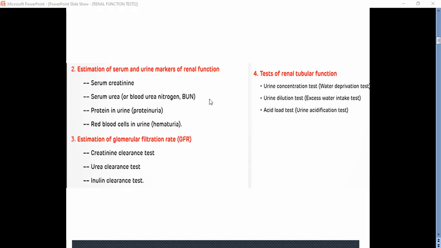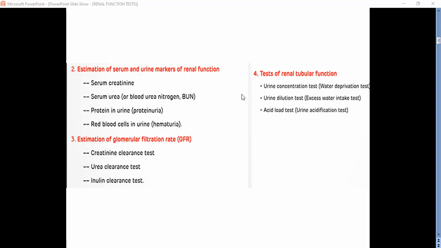And the fourth function is the test of renal tubular function. Before that, we analyzed the GFR rate at which creatinine and urea are eliminated. In the same way, after filtration, how much is the capacity of the PCT and DCT, the proximal convoluted tubule and distal convoluted tubule, to reabsorb the important compounds? That is, whether the PCT and DCT are doing their work in a proper manner or not. Any dysfunction of the renal tubules is analyzed using the renal tubular function test.